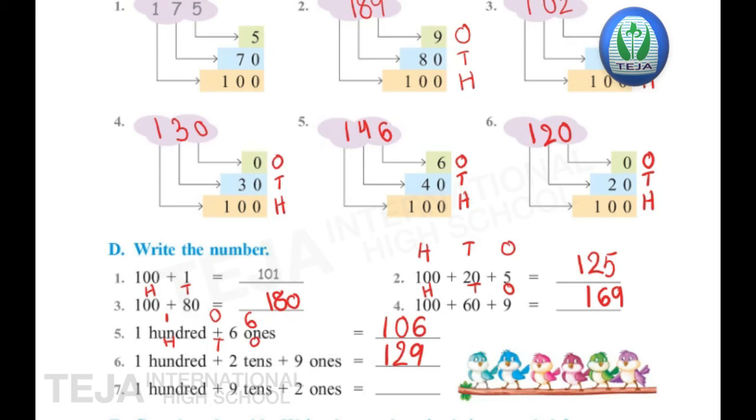Seventh one. Similar to the sixth question. 100 plus 9 tens plus 2 ones. Now 2 is in ones place, 9 is in tens place, 1 is in hundreds place. If we arrange, which number do we get? Now 2 in ones place, 9 in tens place, 1 in hundreds place. So the answer is 192. What is the answer, children? 192.